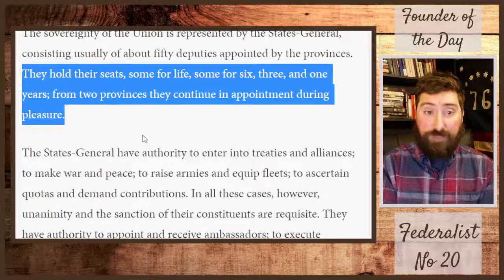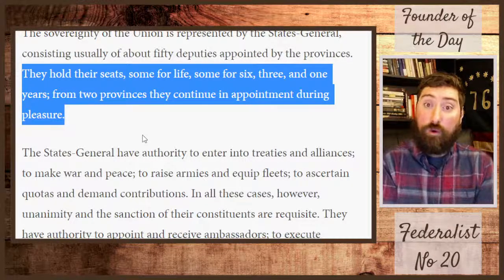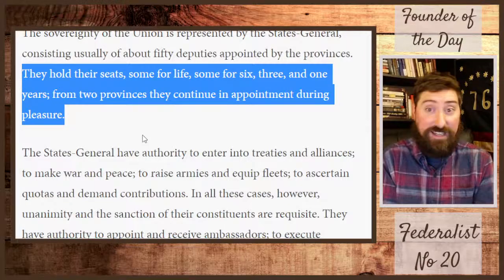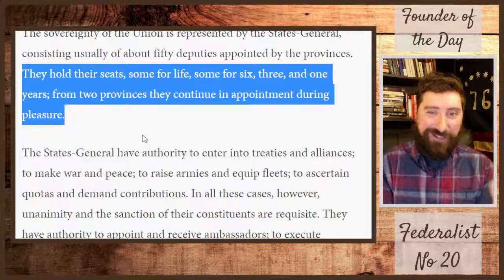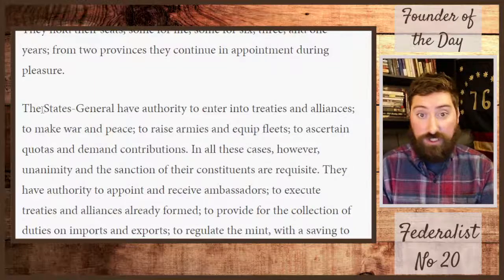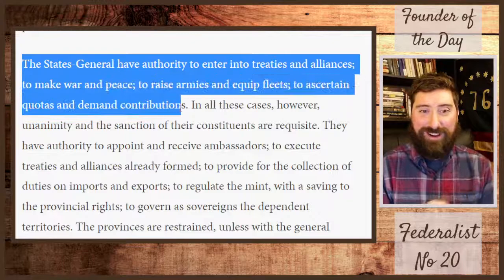This seems to be because it's left up to the states to decide how they want to represent themselves. Not dissimilar to how the Articles of Confederation worked. In the Continental Congress, the states just chose who they wanted to go, and they would choose how they wanted to choose the people they chose. Sorry for repeating myself, but that's essentially what he's saying here. So some for during pleasure, that's interesting. They just say, you're the representative for our state.